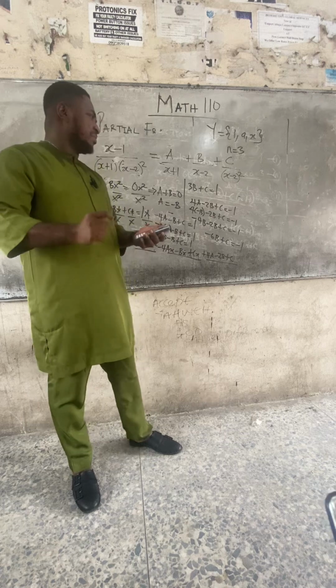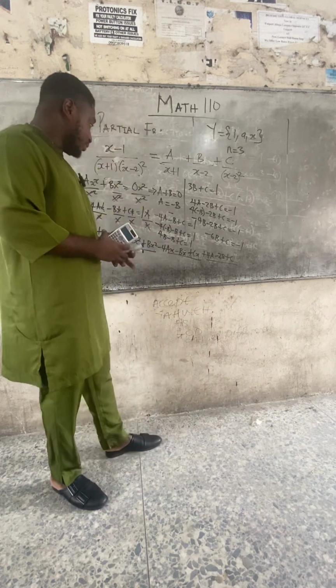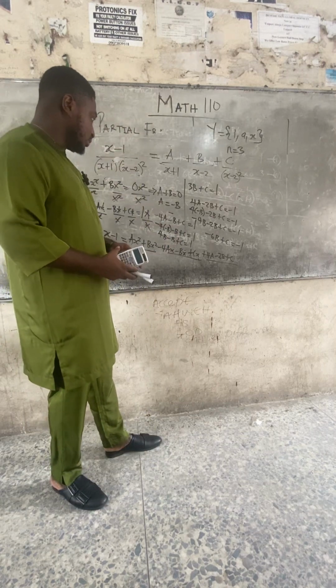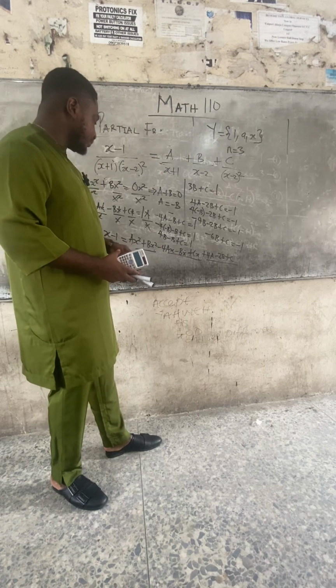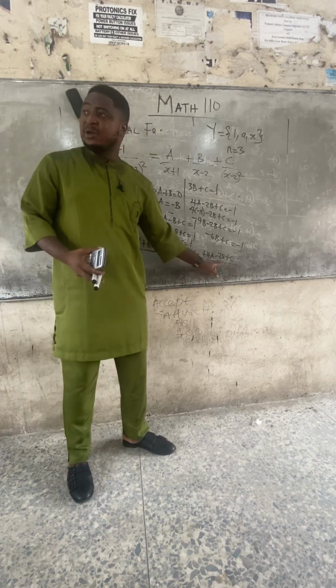Let's start teaching you some. It's supposed to be 1. 4A minus 2B plus C.